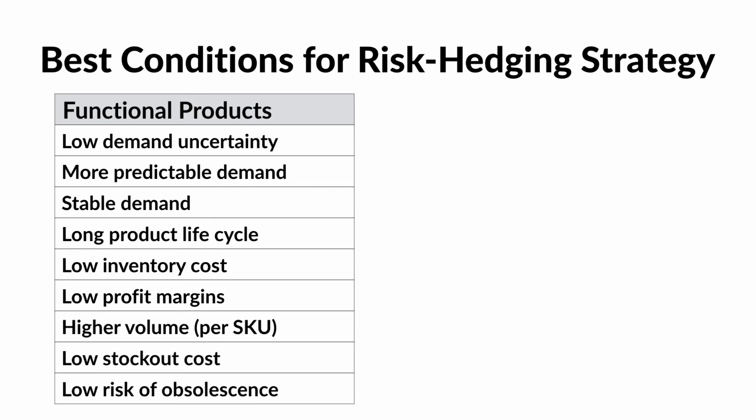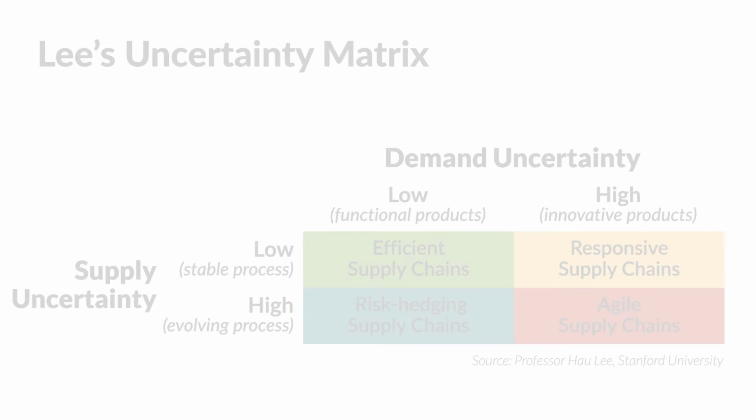You typically see this with longer product lifecycle products that have lower inventory carrying costs and low margins. These also tend to be products with high volumes per SKU that have lower stockout and obsolescence costs.